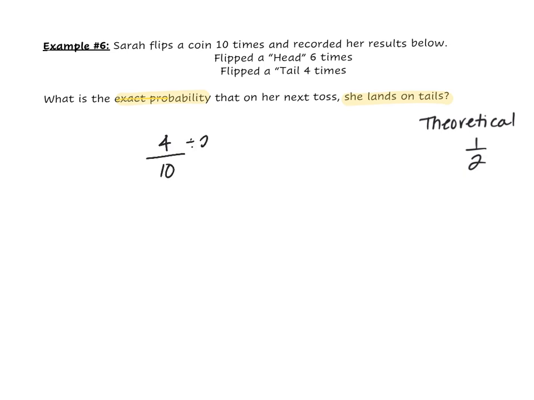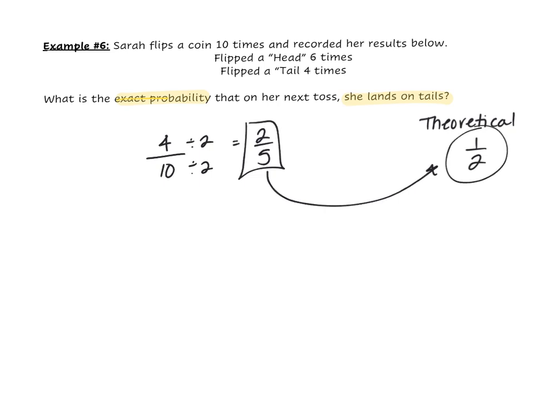Which reduces, if you divide top and bottom by 2, to 2 out of 5. So this is what happened, 2/5. This is what should have happened, 1/2. It did not, and that's okay. That's just the difference between theoretical and empirical probabilities.